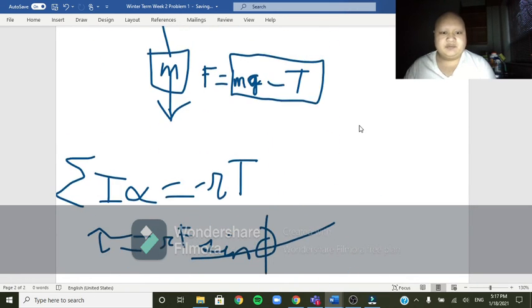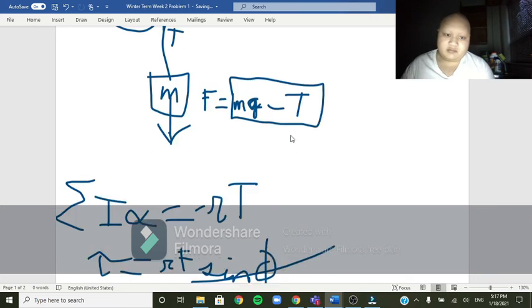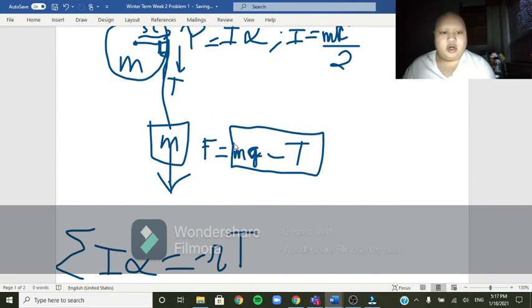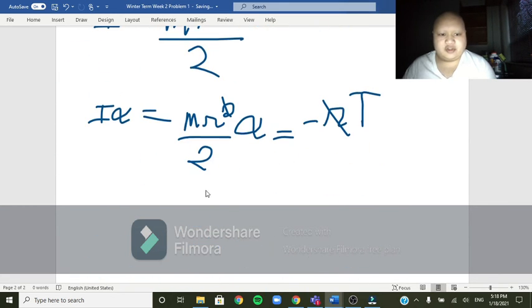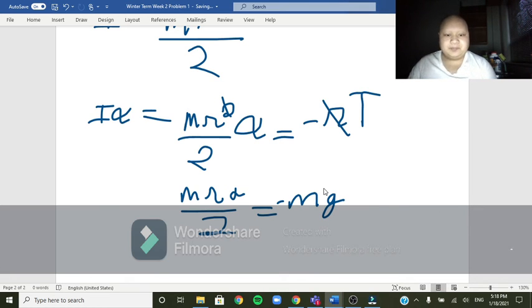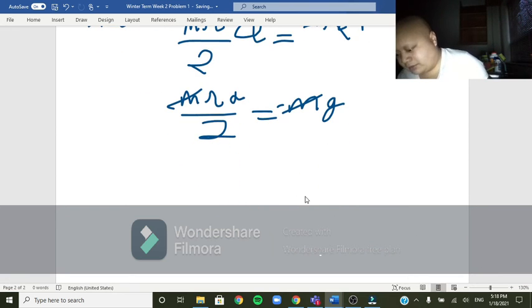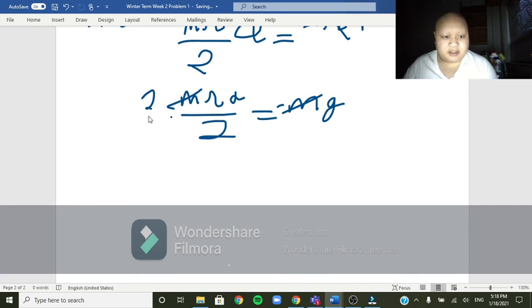But we have something for negative T. We plug in the force acting upon the block, so it'll just be negative mg equals negative T. Now it becomes m r alpha over 2 equals mass times gravitational acceleration, but negative, basically. Then you cancel out the m's and multiply both sides by 2 over r, and you get 2g over r equals alpha.